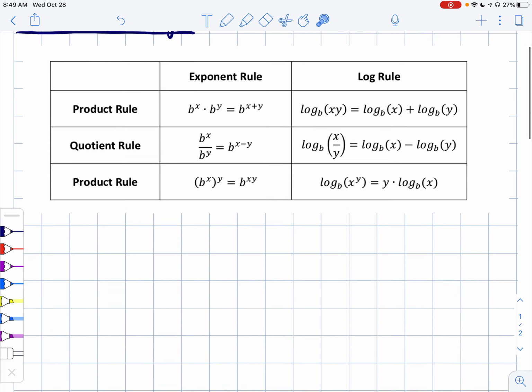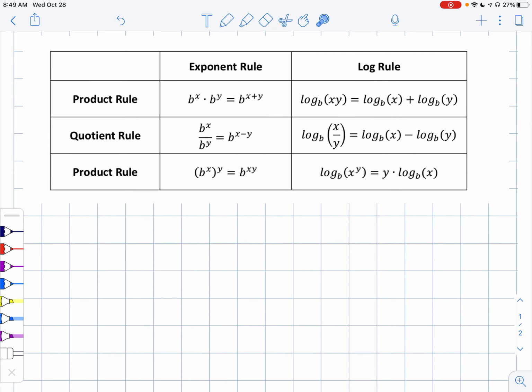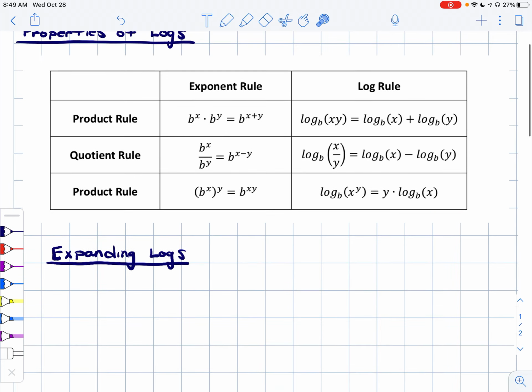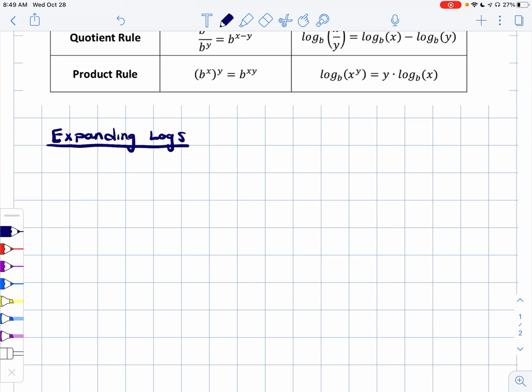So the first thing we're going to do is use these properties to expand logs. We're looking at expanding logs. And by expanding, I mean we're going from the left to the right. So we're going from a product to a sum, from a quotient to a difference, from one power raised to another to this multiplication. So we're making our logs bigger. All right, so let's do some examples.